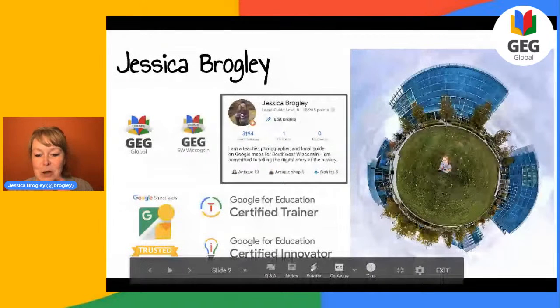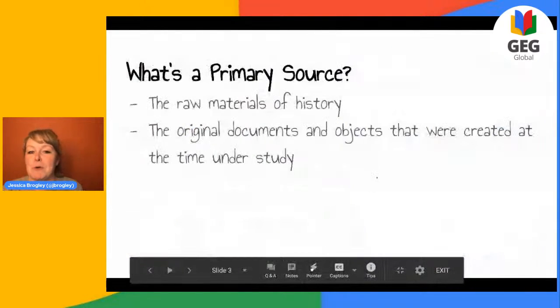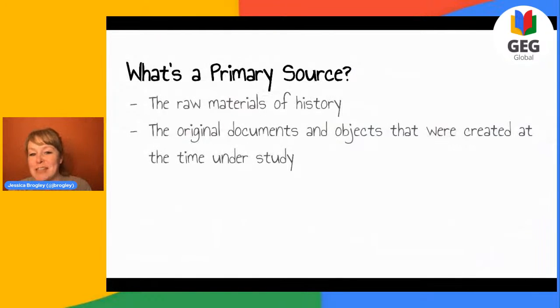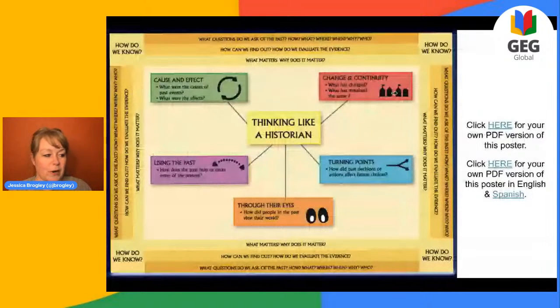Talking about primary sources, what's a primary source? That is the raw materials of history, the original documents and objects that were created under the time of study, right? And those can be digitized. And luckily we have so many sources now where things have been digitized for you to use in your classroom. We also practice the idea of thinking like a historian.